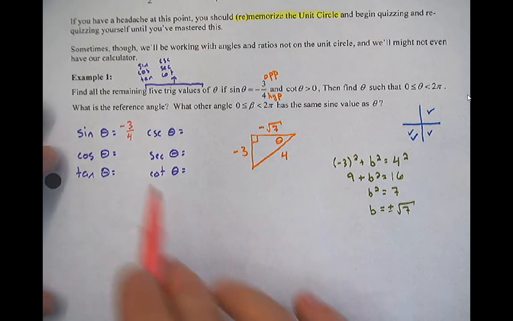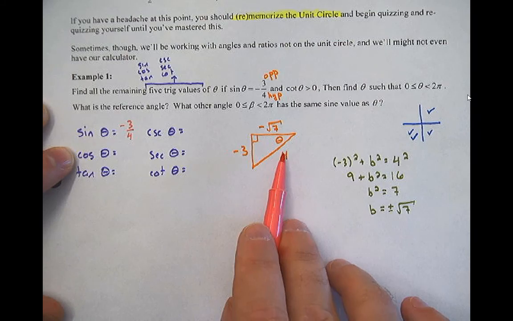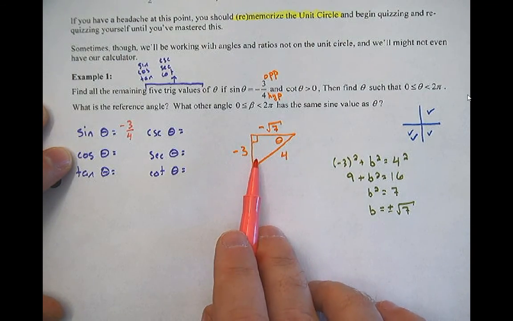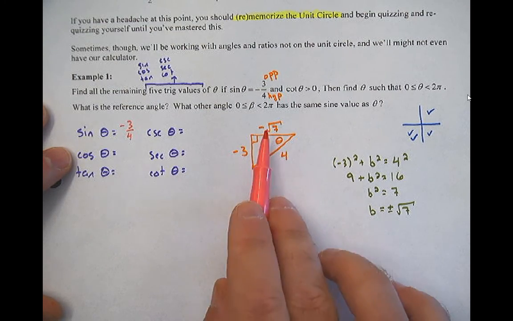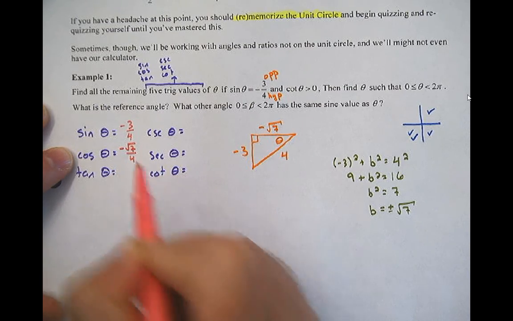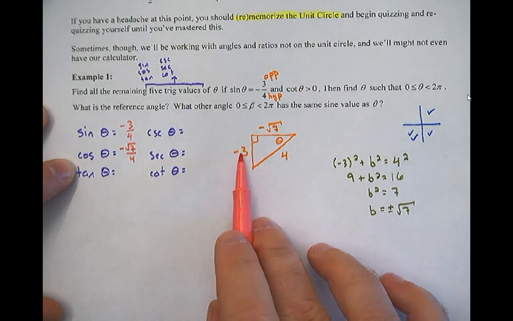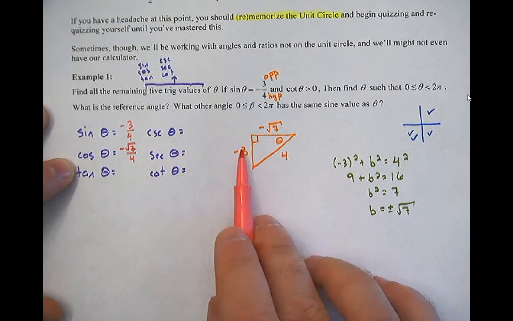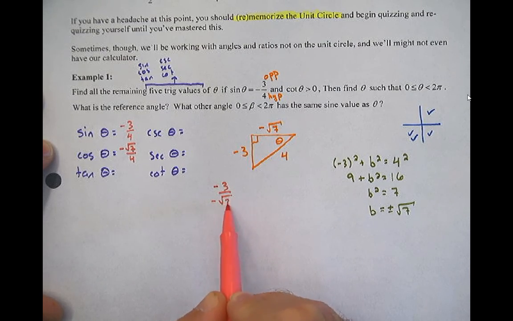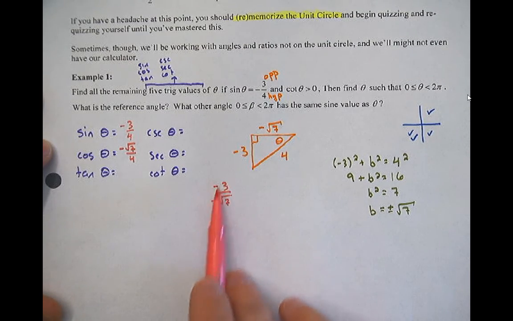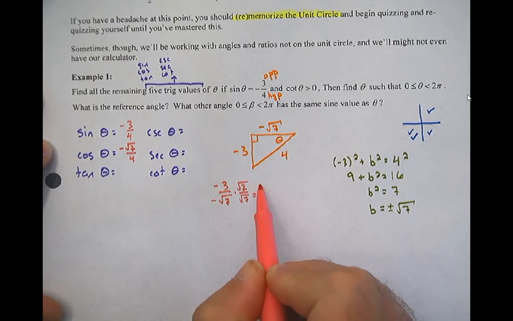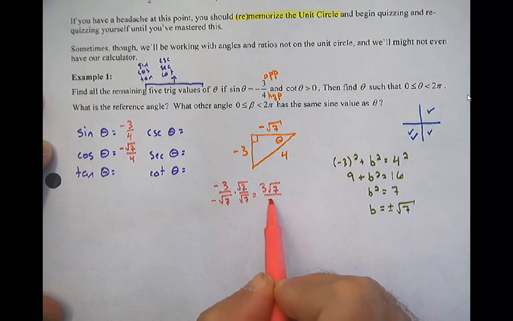Okay, now we have all the sides. We can start to fill in the details. Cosine then is x over the hypotenuse, because this hypotenuse is not 1, you're not in the unit circle, which means you need to do SOHCAHTOA. So I'm doing adjacent over hypotenuse, which is negative square root 7 over 4. And then I'm going to do tangent, which is opposite over adjacent. And this one is where things start to get interesting. I'm going to do negative 3 over negative root 7. So first of all, the negatives are going to cancel out, and then I need to rationalize this. So I get 3 root 7 over 7.